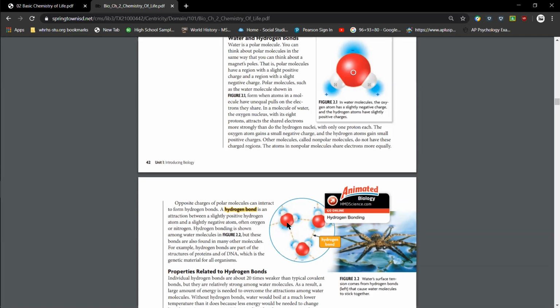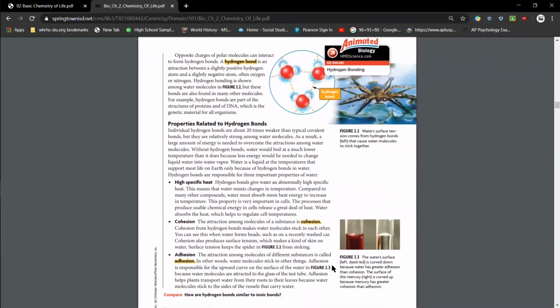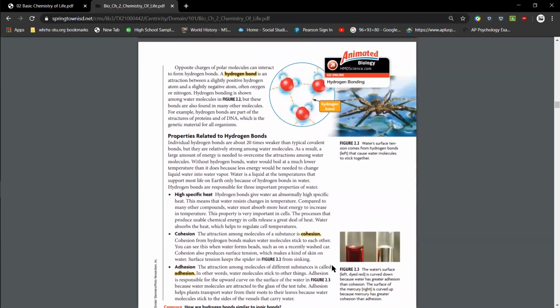This hydrogen bonding doesn't only occur in water. It occurs all throughout your body with tons of different types of molecules because of these polar covalent bonds that are being formed. Because of these polar covalent bonds, you have a few properties. The first property is a high specific heat. What this means is that these hydrogen bonds resist changes in temperature.